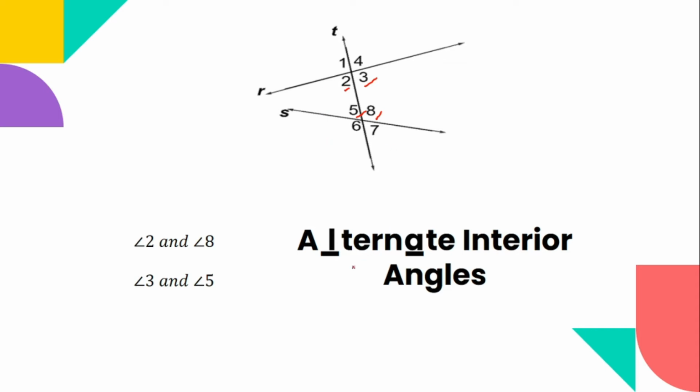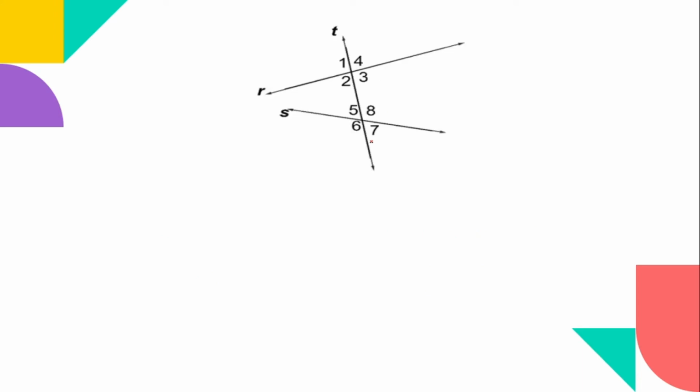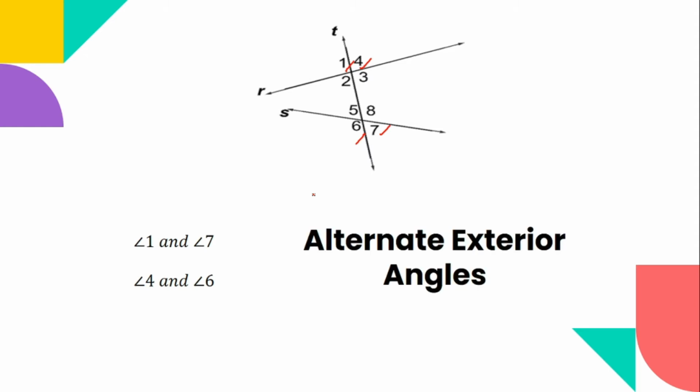Okay, next. If we have alternate interior angles, meaning to say, let's see muna yung pair. I have angle 1 and angle 7. And then the next pair is I have angle 4 and angle 6. So if we have alternate interior angles, so these are what we call the alternate exterior angles.